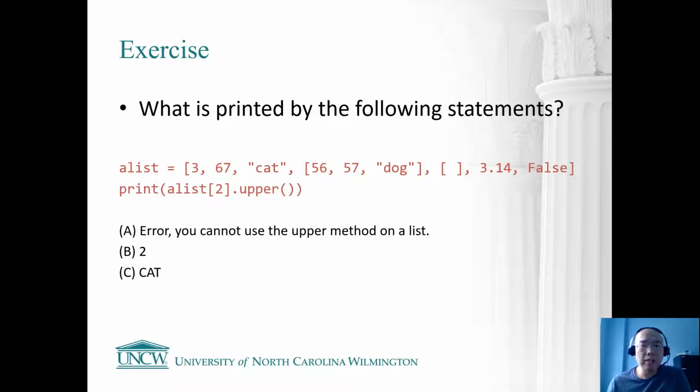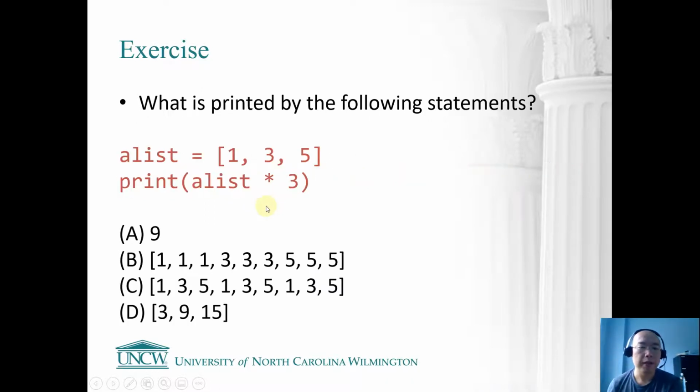And when we are using indexes, we count from 0, so 3 is index 0, 67 is index 1, and then cat is index 2, right? So when we are doing my list square bracket 2, what do we get? We get the string cat. And then if we do the string cat dot upper, what are we going to get? We are going to get cat, all uppercase. And remember, we talked about this method, or this function, when we first talked about functions, right?